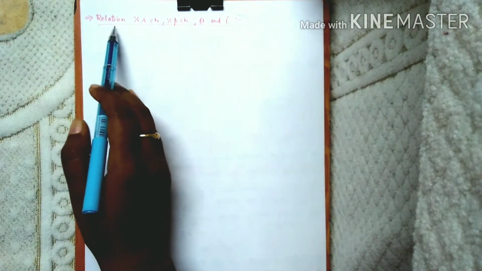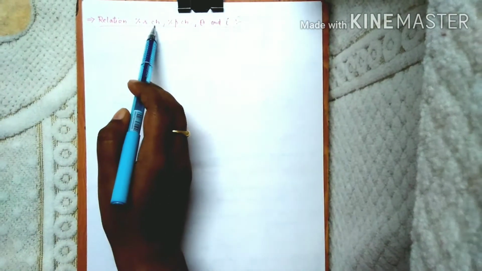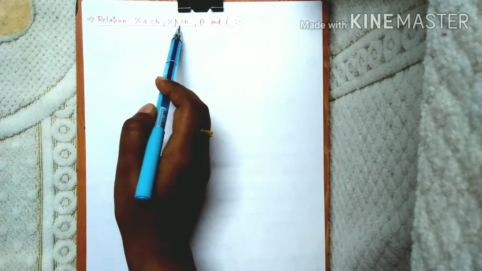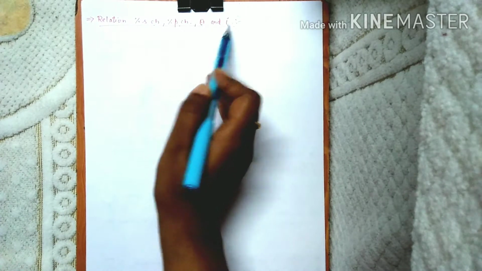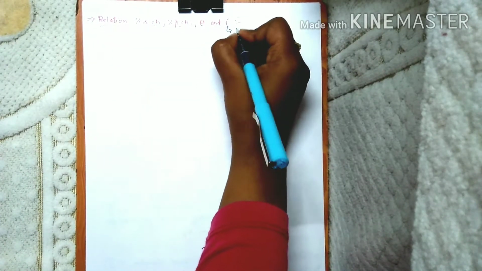So the last topic which we studied was orbital selection for overlapping, and today we are going to study the relation between percentage S character, percentage P character, the angle, and I. I is your hybridization index.